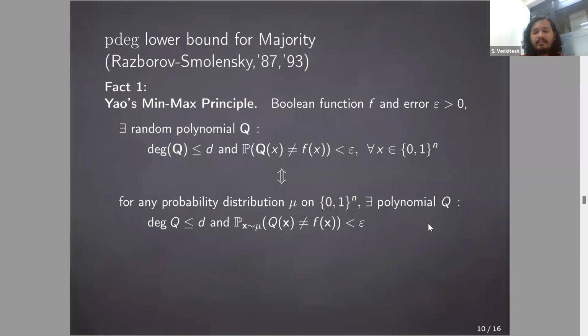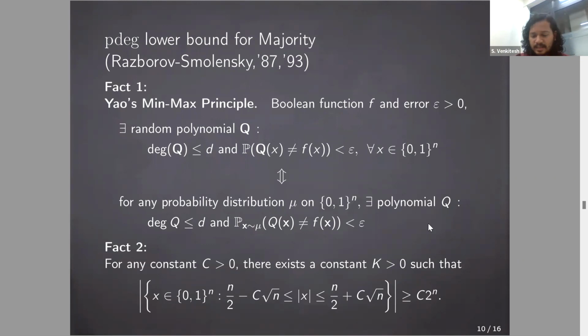These are equivalent statements, and it's really important because most p-degree lower bound proofs start with the statement: let q be an epsilon error probabilistic polynomial, and then by Yao's min-max, for a certain distribution we get a certain polynomial, and then you work with that polynomial. That's more or less a basic template for all these proofs.